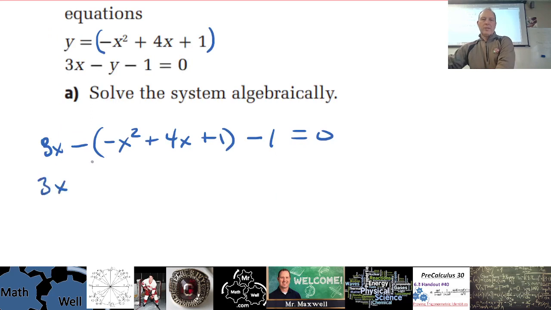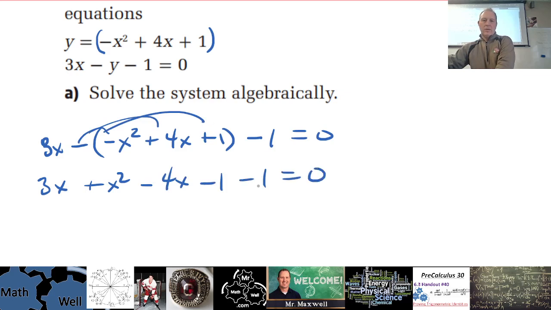So 3x, now this is actually plus x squared. We have a minus and a minus. And this is minus 4x here, and then a minus 1 equals 0. Okay, so I just distributed this negative sign through the brackets. So I'm going to put everything in order and gather some like terms. So I'm going to have x squared, and then 3x minus 4x is negative x, and then negative 1 minus 1 is minus 2 here.